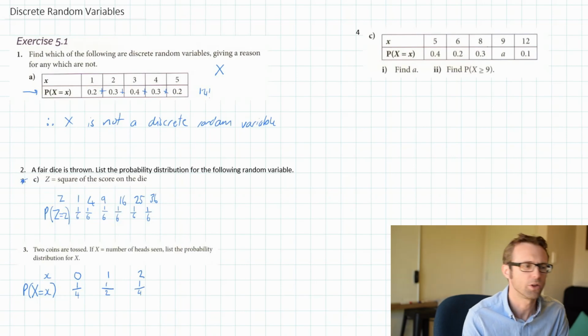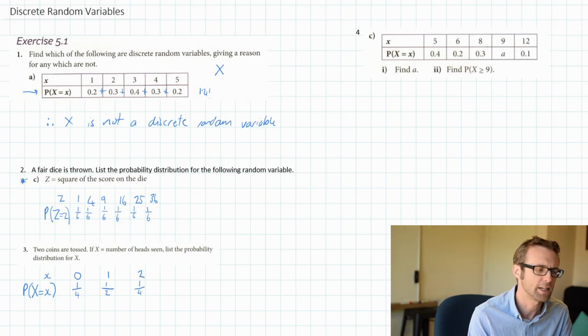And that would be my probability distribution for x. The final one I'm going to do with you is number 4c. We've got a probability distribution table here, and we've got this random variable x, which takes on these values of x: 5, 6, 8, 9, and 12. The first step is we've got to find a. Well, let's add these up. We've got 0.4 plus 0.2, which is 0.6, plus 0.3 is 0.9, plus 0.1 is 1.0. So if this is a discrete random variable, a must be equal to 0 because we're already at a probability of 1.